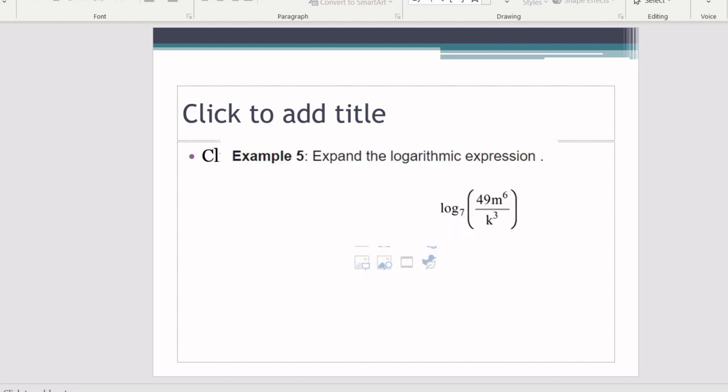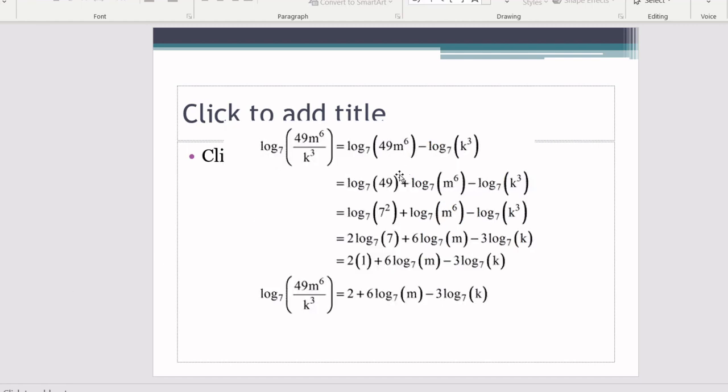Okay, how about for this one? This is the quotient rule. So it becomes log 7 of 49 m to the 6 minus log 7 of k cubed. Correct. So there you go. Then log 7 of 49 m to the 6, this is a product rule. So it is separated once again here, if you can see that one, minus log 7 of k cubed.